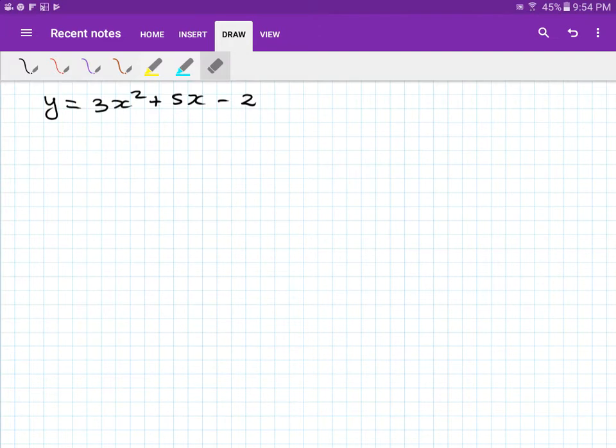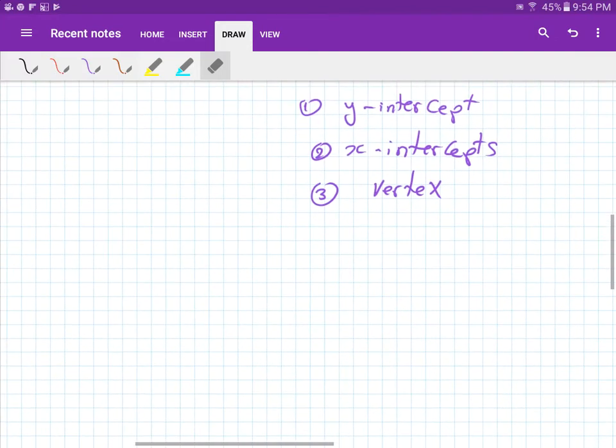Now to graph this, using the completing the square method is quite tricky because the coefficient of x squared is 3, so it makes it a bit trickier. Therefore, the best technique to use is to follow these 3 steps.